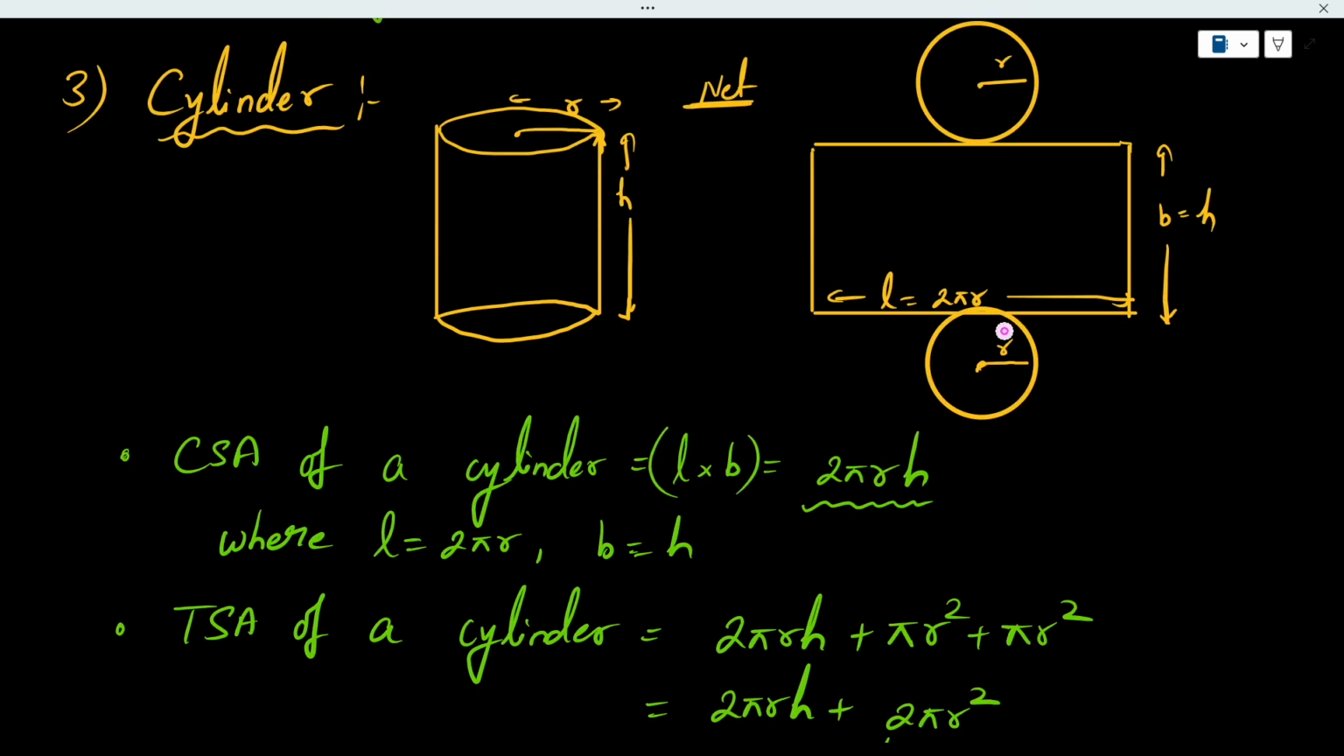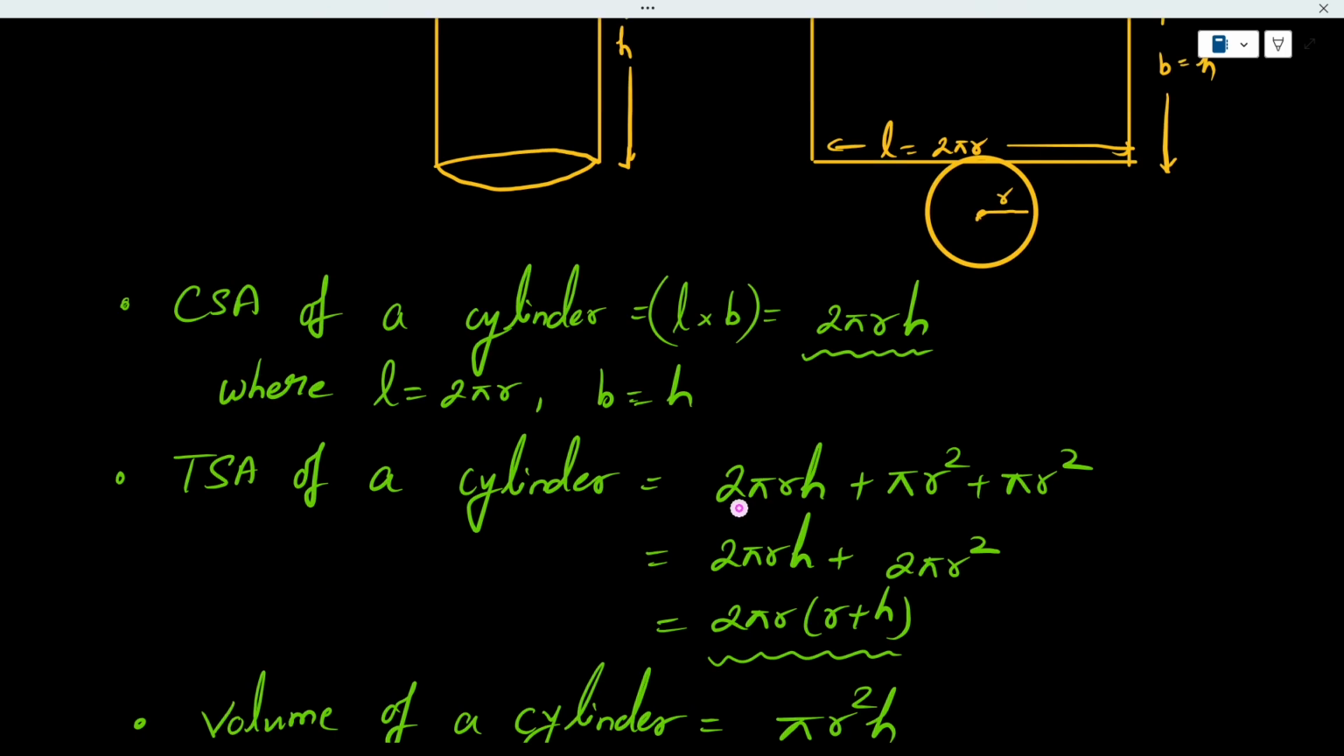For total surface area, the top face is a circle and the bottom face is also a circle with radius r. So the area of each circle is pi r square. Here 2 pi r h is the curved surface area, and the top and bottom circles will be 2 pi r square. So the total is going to be 2 pi r is common, 2 pi r (r plus h).